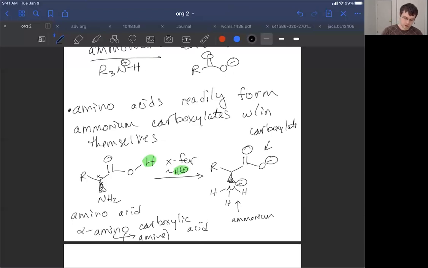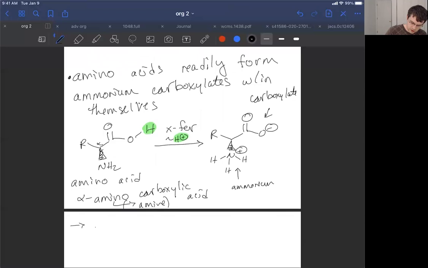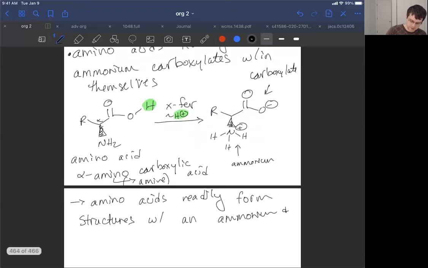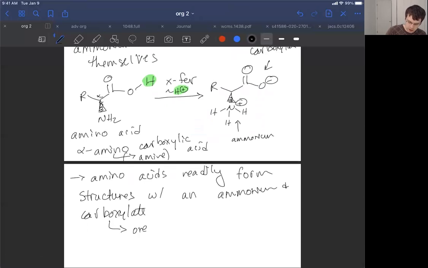Okay, so amino acids readily form structures with an ammonium and a carboxylate. This is important to note because what we have here is an overall neutral molecule with a permanent separation of charge.